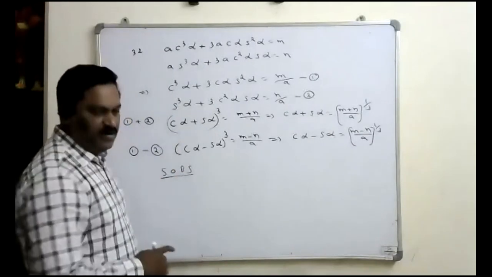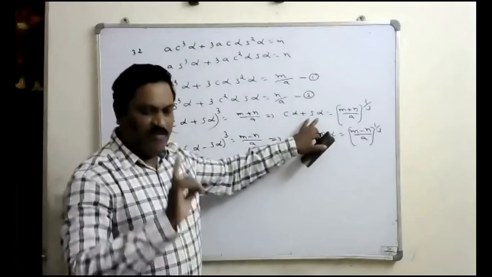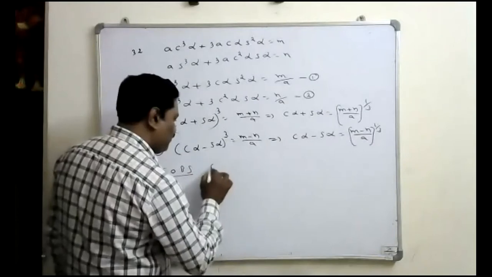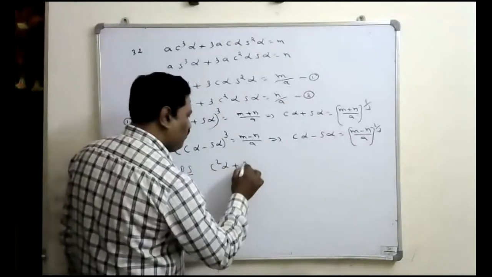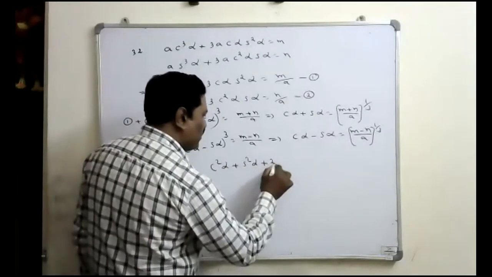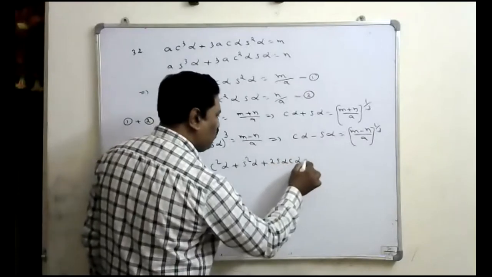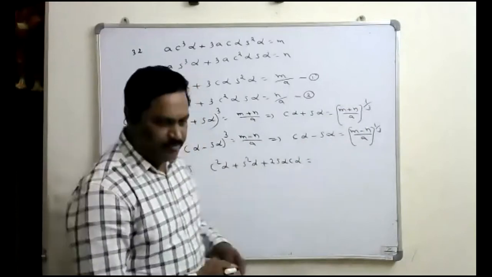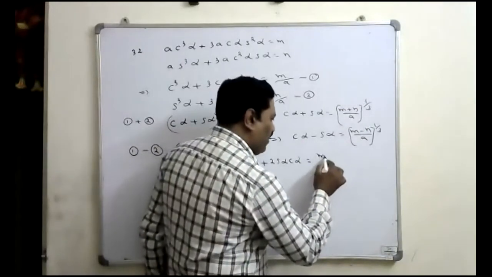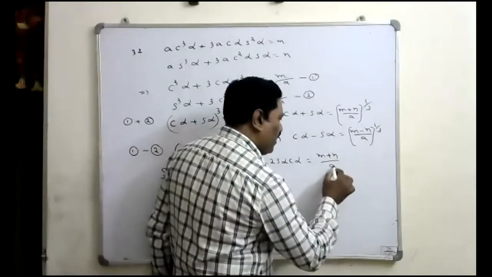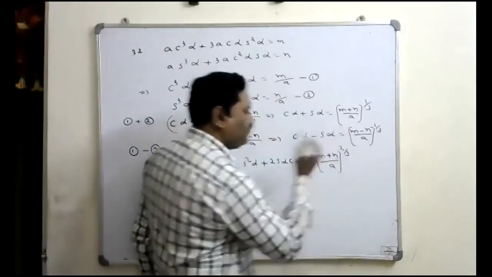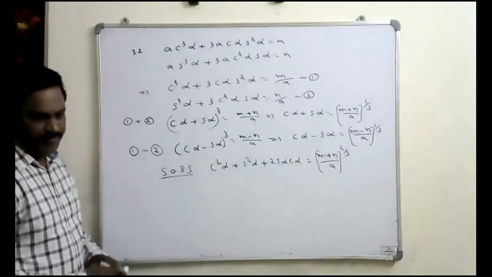Squaring on both the sides, (cos alpha plus sin alpha) whole squared. If we expand this, cos square alpha plus sin square alpha plus 2 sin alpha cos alpha is equal to... So if we square this, we are getting ((m plus n) by a) whole power 1 by 3 whole squared, which means the power becomes 2 by 3. We are getting power 2 by 3.